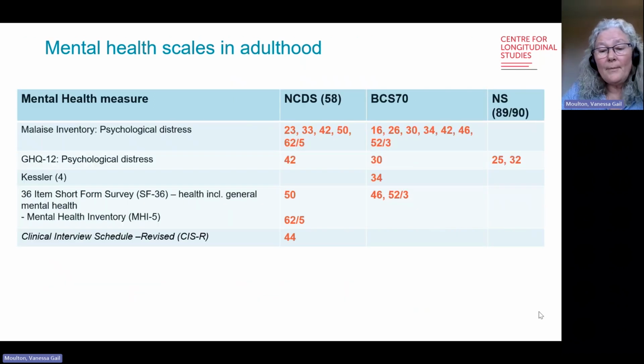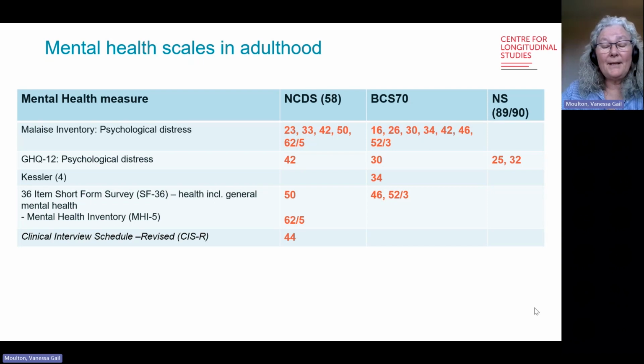In adulthood, the primary measure in both the NCDS and BCS 70 was the malaise inventory, which measures psychological distress. And this has been measured 4 times from age 23 to 50 and 5 times from age 26 to 46 in adulthood in the NCDS and BCS 70 respectively. Soon to be another sweep added, as I mentioned, in both cohorts, allowing for both within and across cohort comparisons.